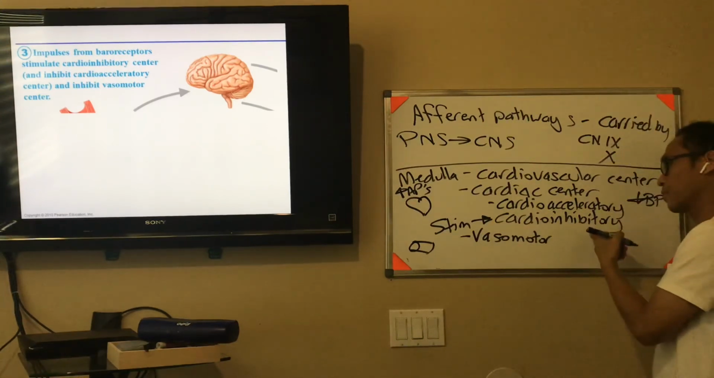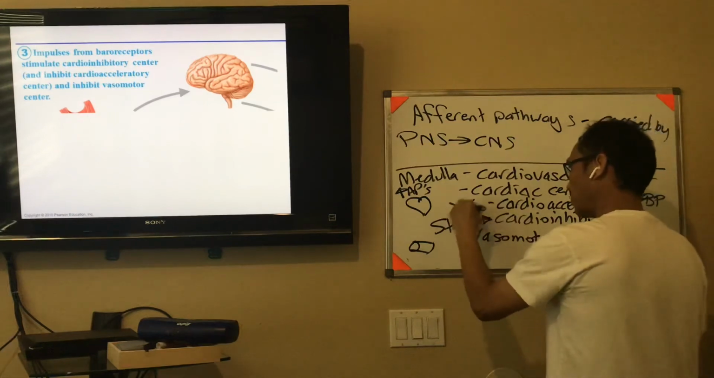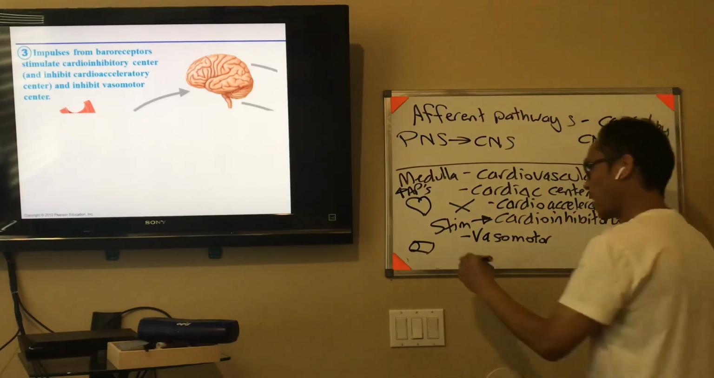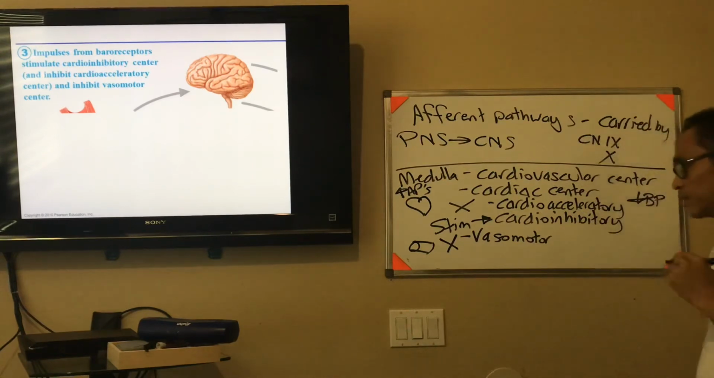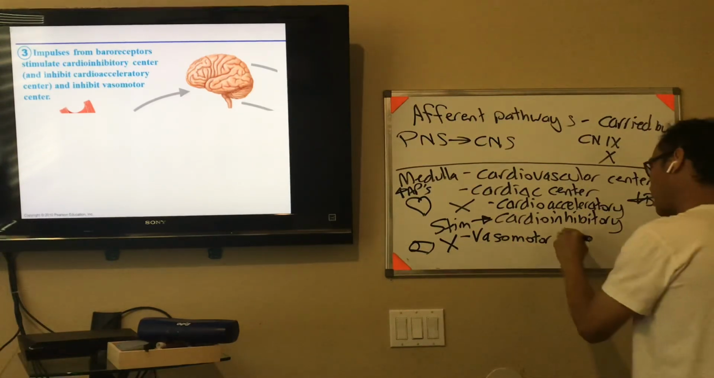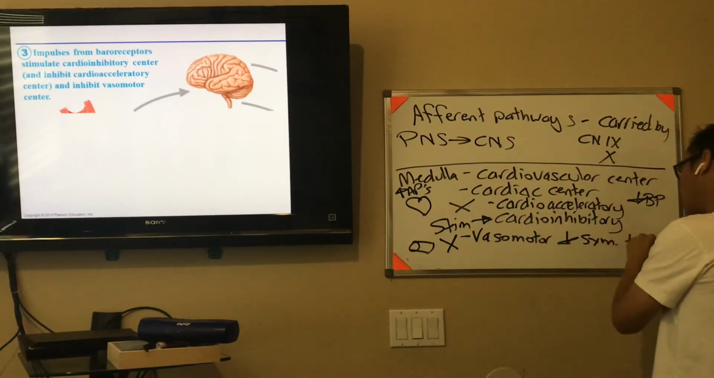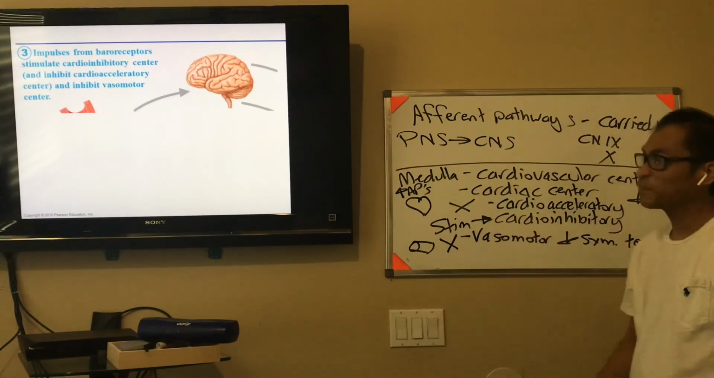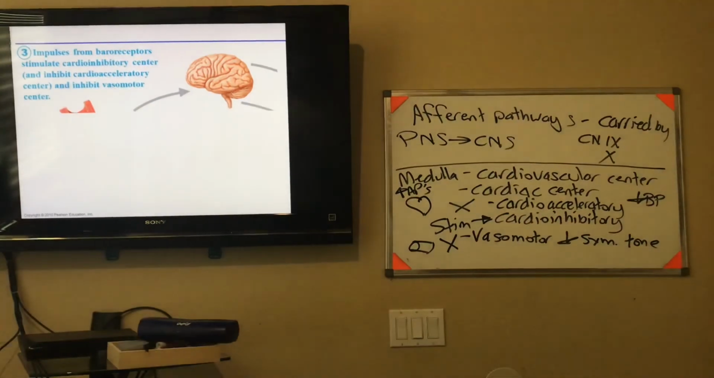inhibitory center. Okay, you want to slow the heart rate down, and you want to shut off, I'll put a big X, you want to inhibit the cardioacceleratory center. And for the vasomotor center, I'll put another X. You want to turn that down. The vasomotor center is a sympathetic response, and so you want to decrease that sympathetic tone. Okay, so that's kind of what you do. Inhibit, stimulate. That'll give you the correct output to help correct the imbalance.